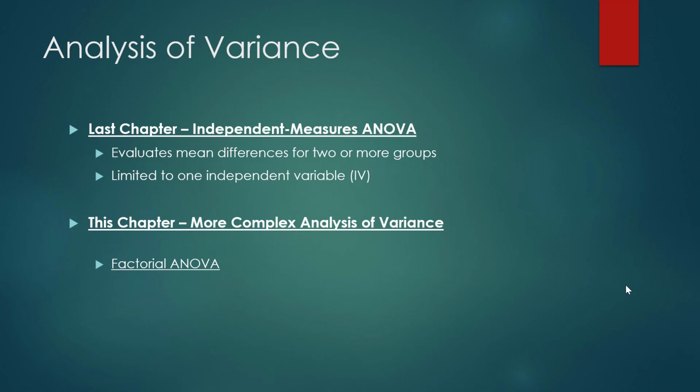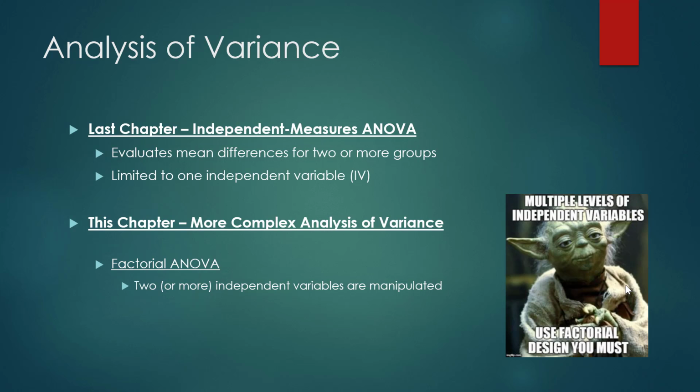Now, we're going to skip over that this semester, and we're going to talk about more complex designs, which is a factorial ANOVA. A factorial ANOVA is when you have two or more independent variables that are manipulated. We'll talk about what those factors are on the next slide, but again, the independent measures ANOVA we did last chapter was one independent variable with multiple levels. Now we're talking about a factorial ANOVA where we have two or more independent variables, each with two or more levels. And here's my little meme, multiple levels of independent variables. Use factorial design, you must.